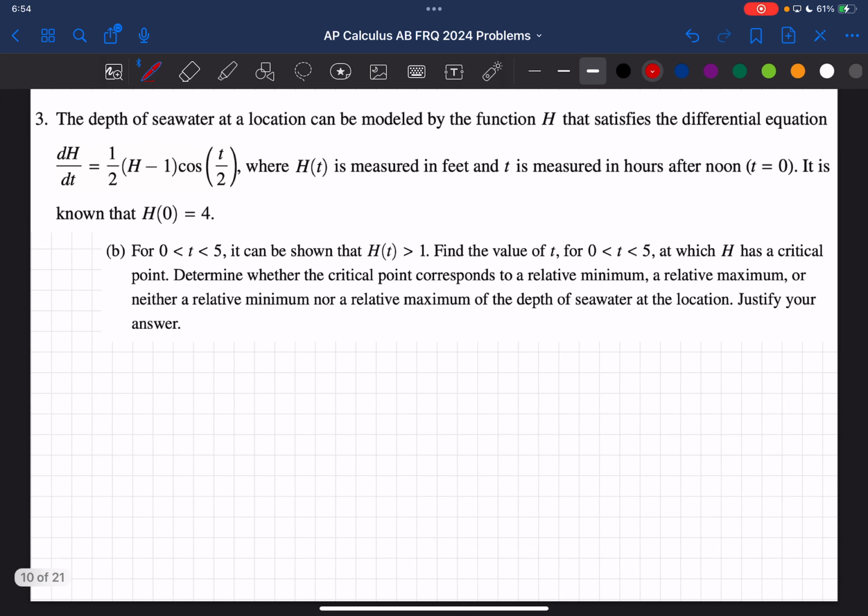Now in part B, it says for 0 less than t less than 5, so we're in this interval from 0 to 5, it can be shown that h of t is greater than 1. So first thing is we want to find the value of t for which 0 is less than t less than 5, on that interval, at which h has a critical point.